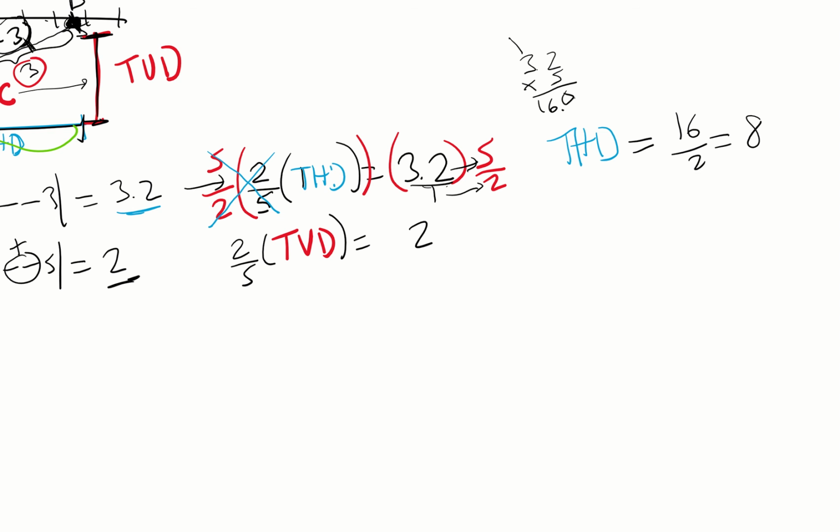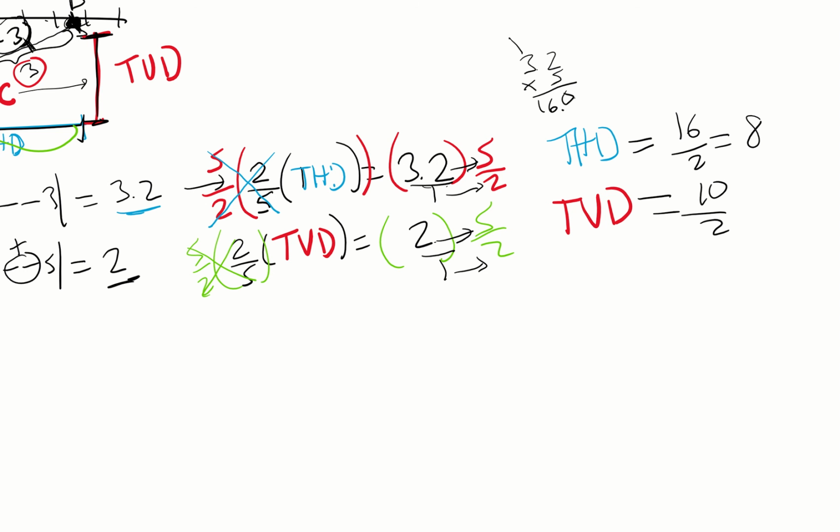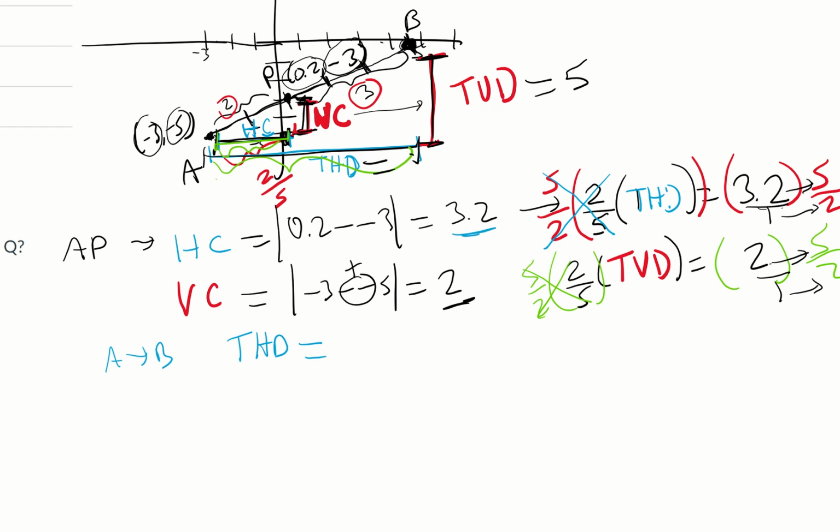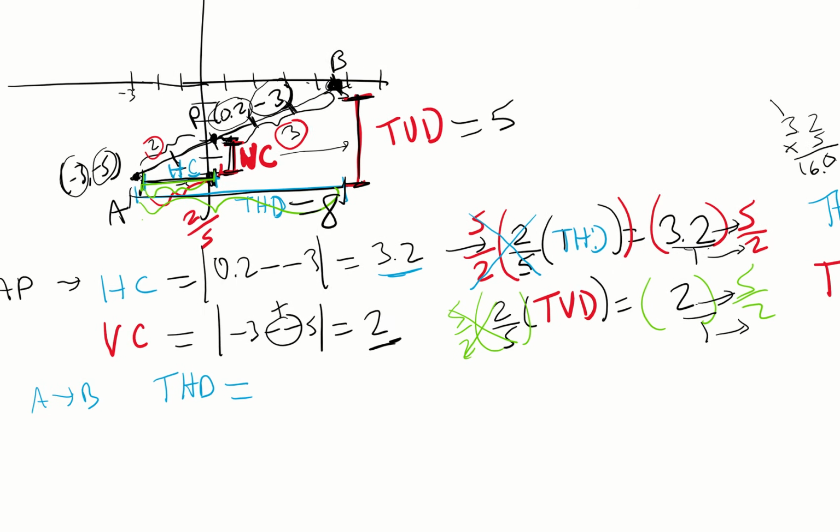And then to do this guy, you're going to multiply both sides by 5/2. So the total vertical distance is equal to 2/1 times 5/2. 2 times 5 is 10, 2 times 1 is 2, 10 divided by 2 is 5. So the total vertical distance is 5. The total horizontal distance is 8. So now we know how much it is from A to B.